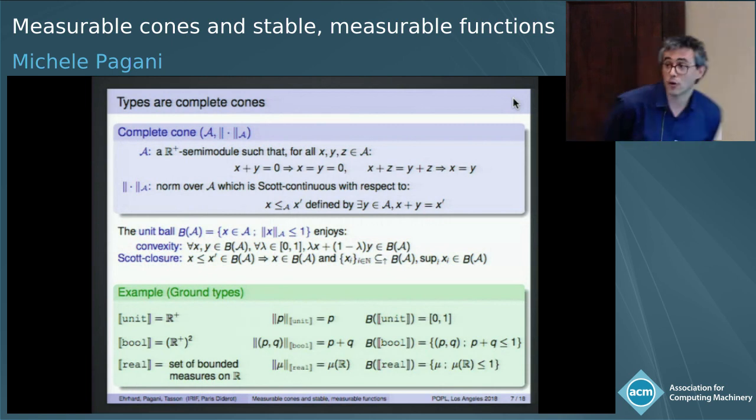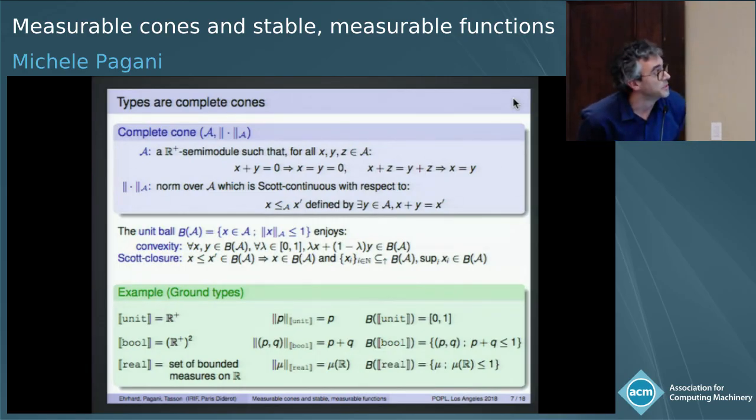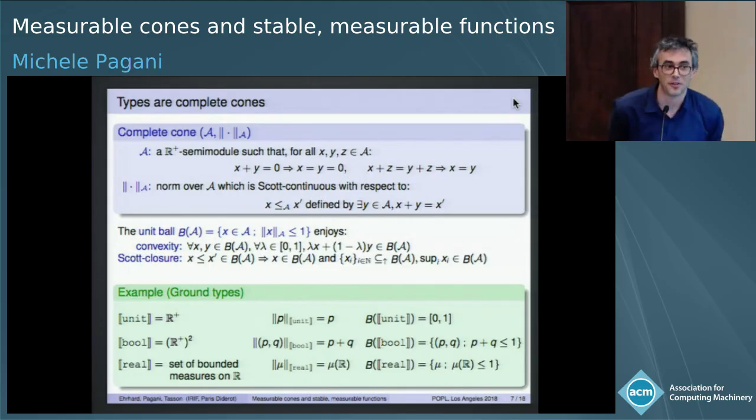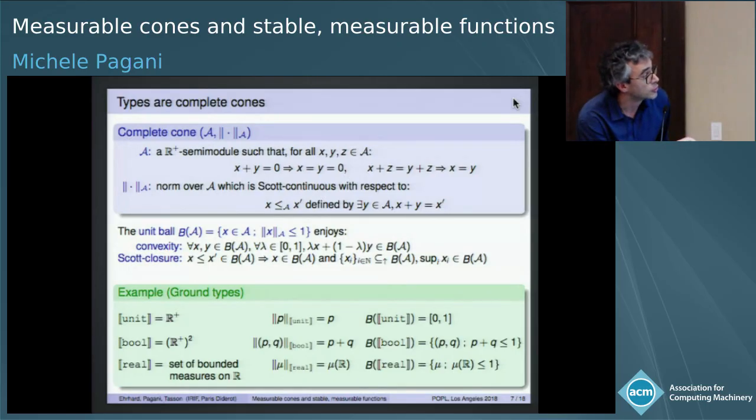So if you have now a closed program of type A, it will be interpreted by our model by a vector living in the unit ball, okay? And now these two properties can be understood even from a programming language point of view. Scott closure means that we are closed under recursive programs.